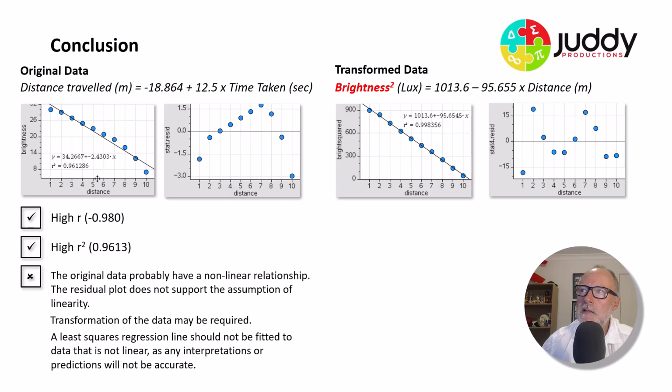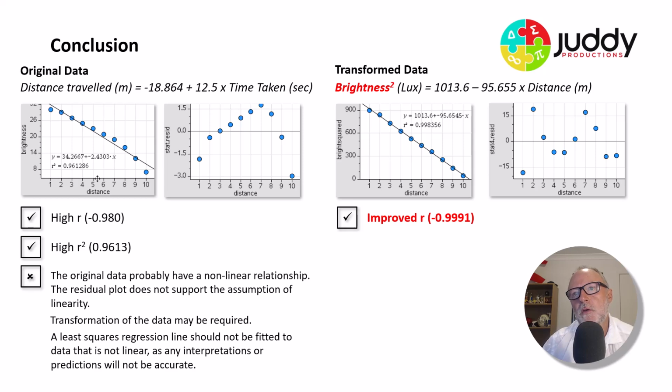Now let's examine our transform data, where we have a new linear relationship, which states the brightness squared in lux is equal to 1013.6, take away 95.655 times the distance in meters. And we see that generates what looks to be a very strong linear association, and the residual plot does have a random scattering of values above and below the x-axis.